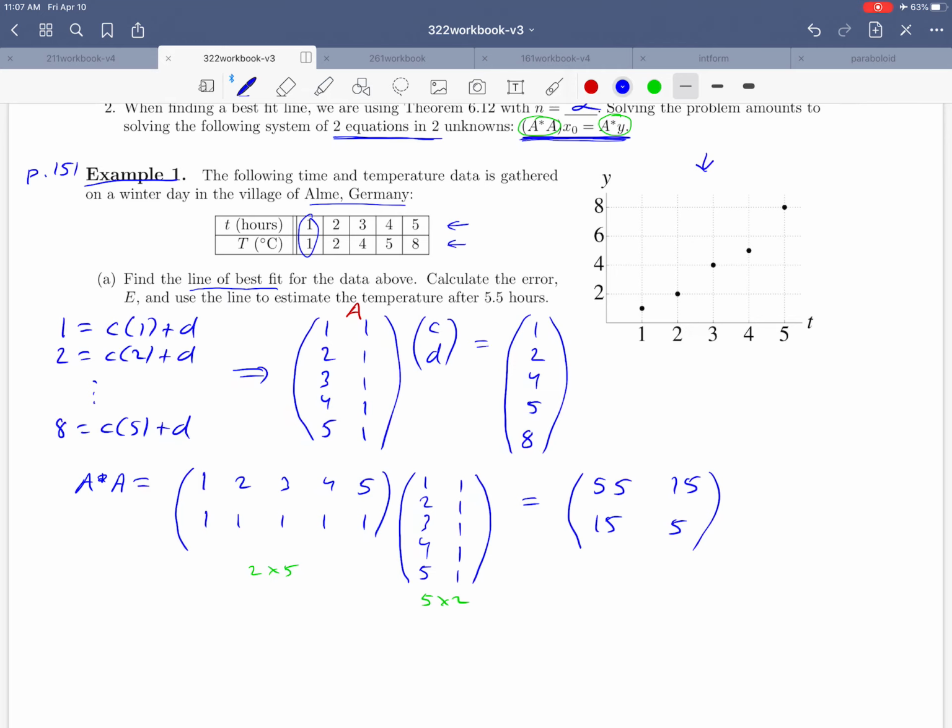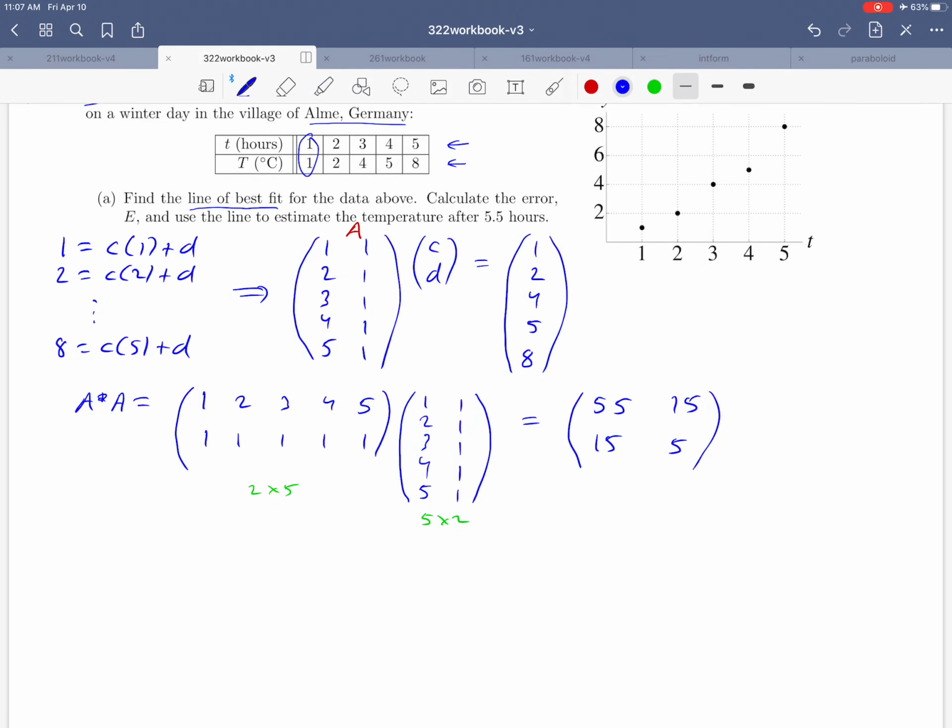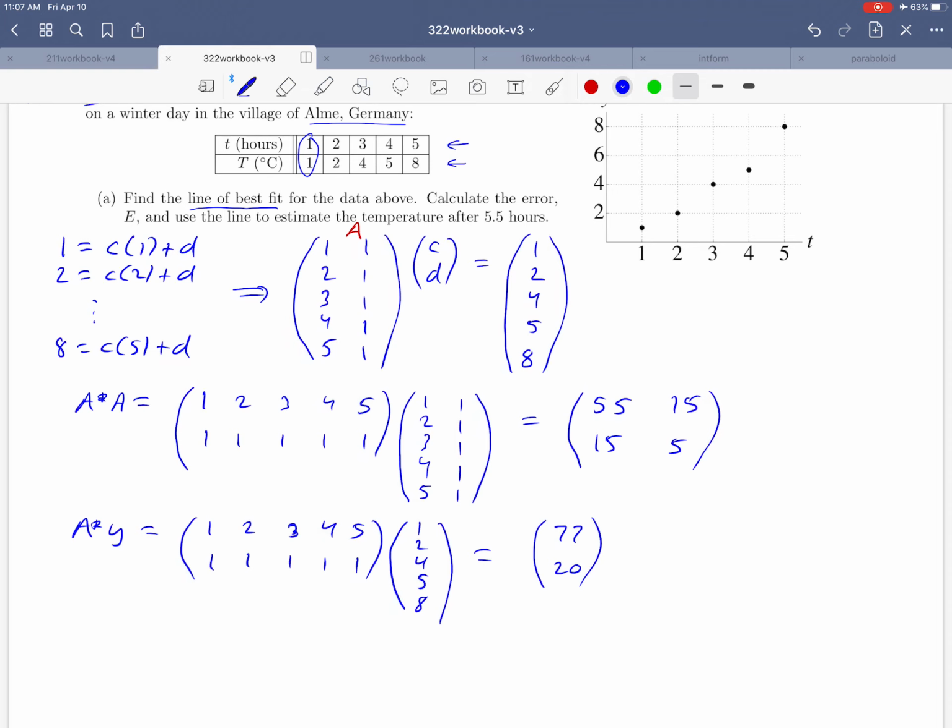All right, and now we're ready to calculate the other piece, which is A star Y. Let's do that below this, just in case we run out of space here. A star Y: we just calculated A star above and got this matrix, 1, 2, 3, 4, 5, and then a bunch of 1s. And Y was our vector of right-hand sides, 1, 2, 4, 5, and 8. I'll leave it to you to verify that if you do that calculation, you end up with a 2 by 1 vector that looks like 77 and 20.